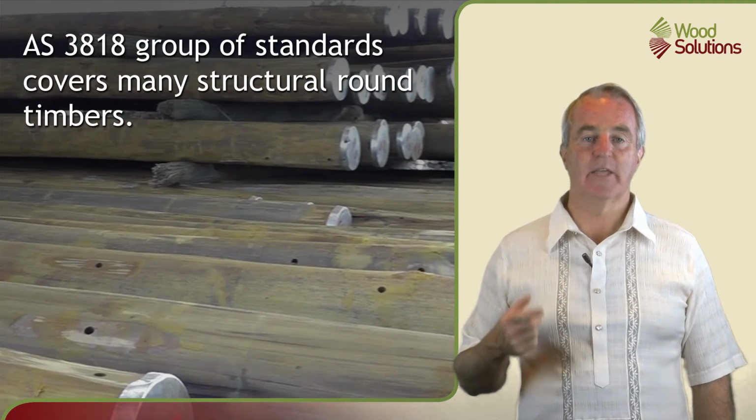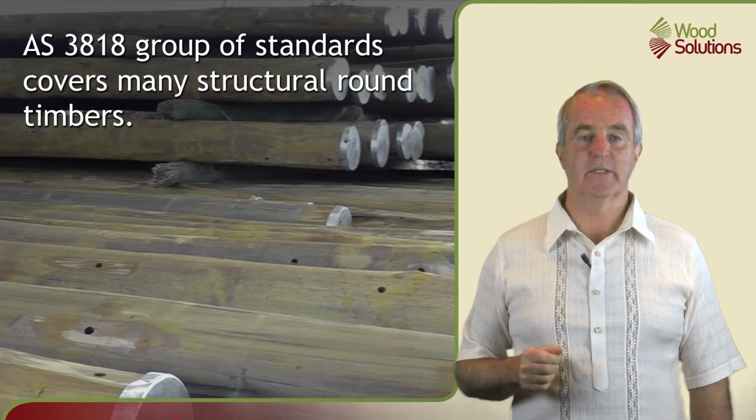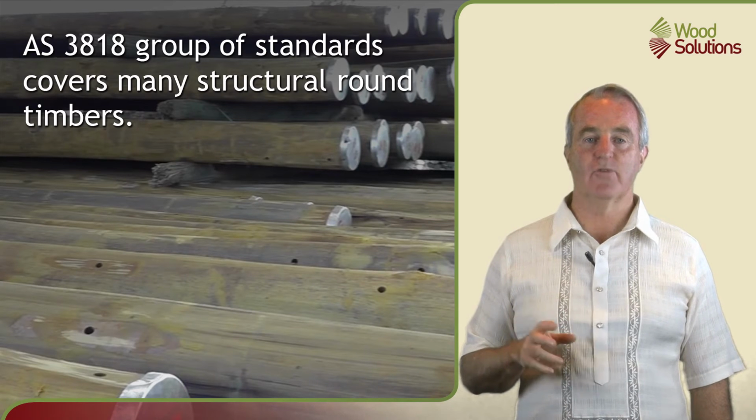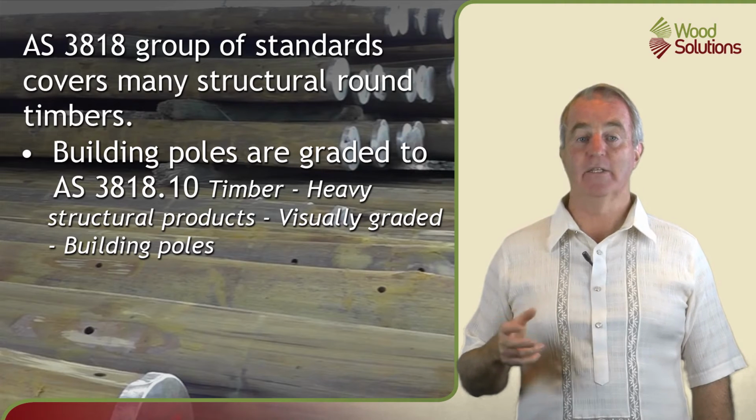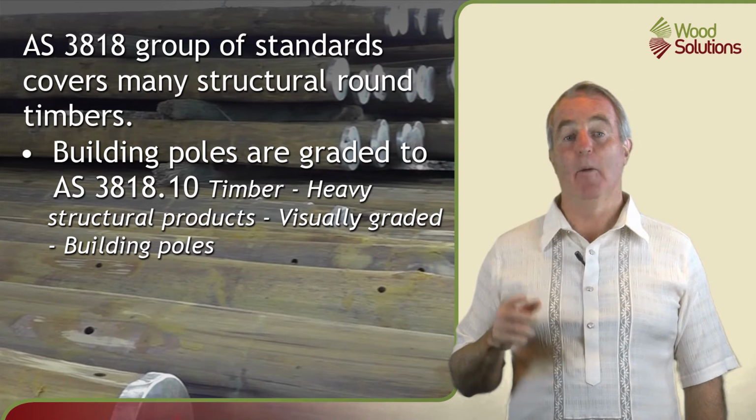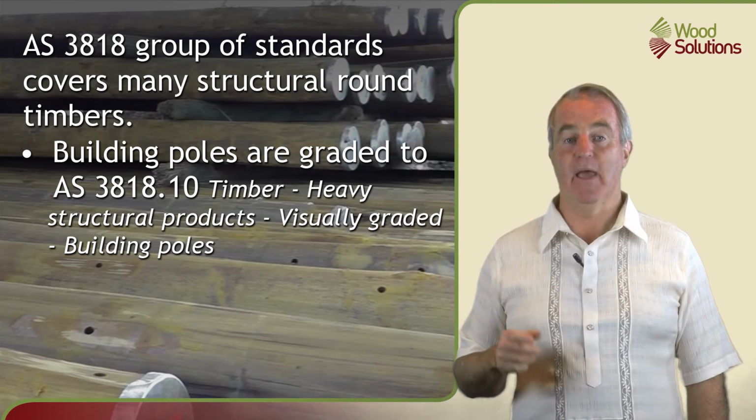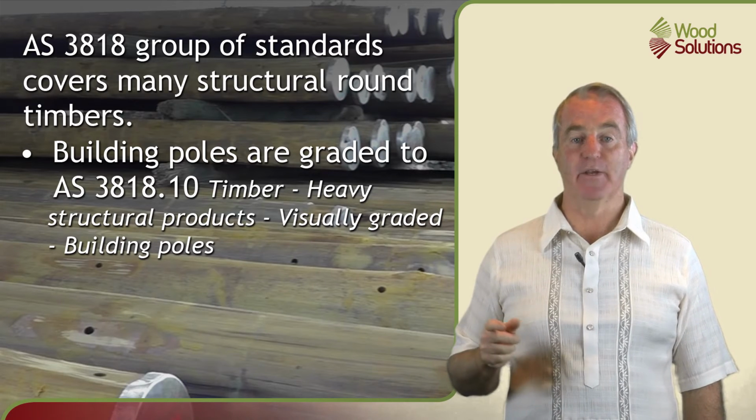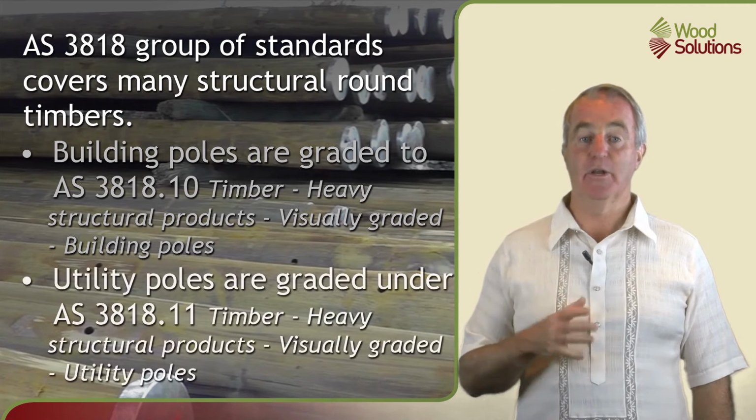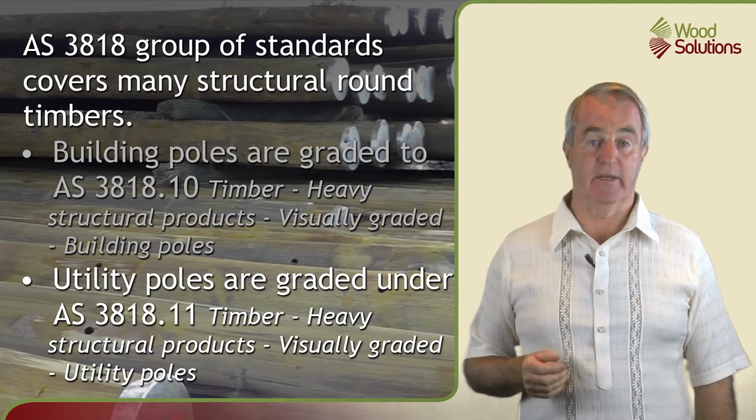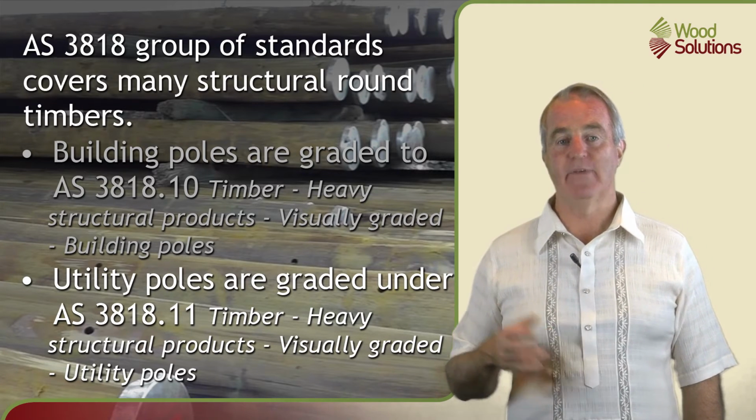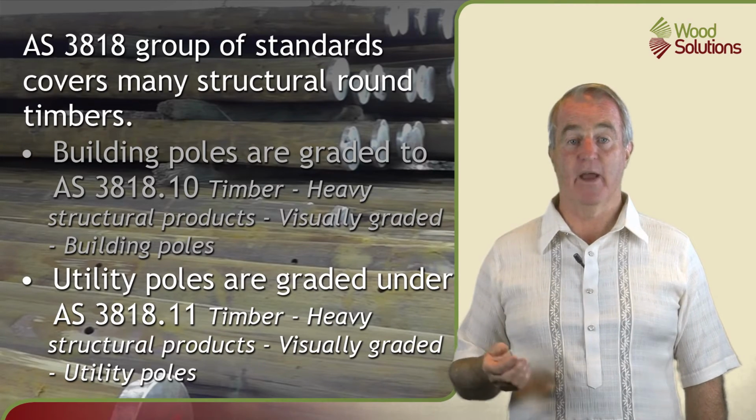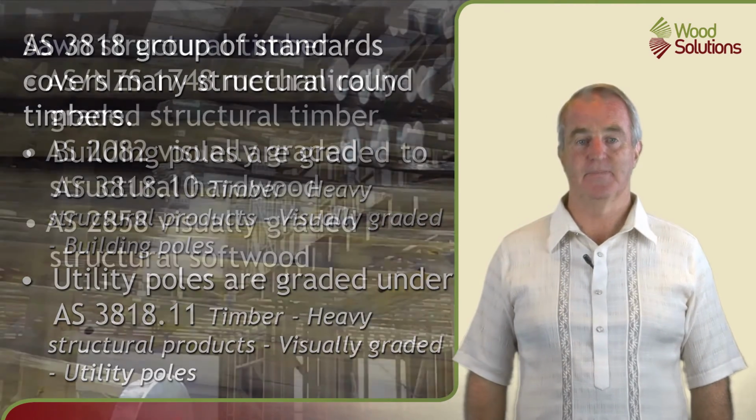The Australian Standard 3818 group of standards covers many of the applications for structural round timber. For example, building poles are graded to AS 3818.10, timber heavy structural products visually graded building poles. Utility poles are graded to another standard, AS 3818.11, timber heavy structural product visually graded utility poles.